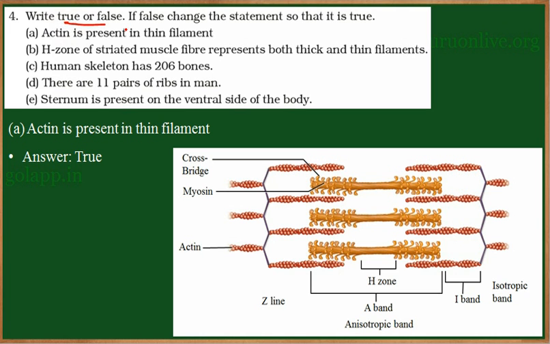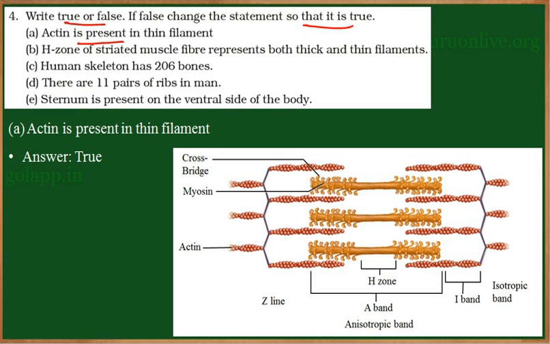Write true or false. If false, change the statement so that it is true. So students, here there are statements. We need to tell whether it is true or false. If the statement is false, then we have to correct the statement. So the first one is, actin is present in thin filament.